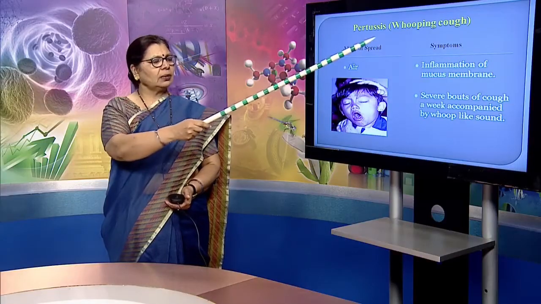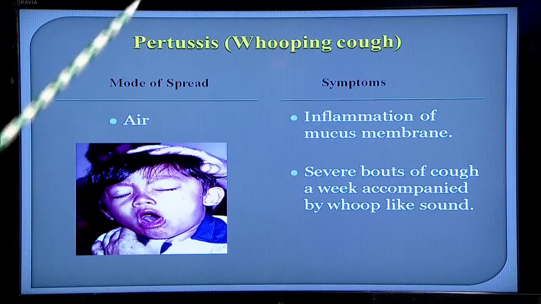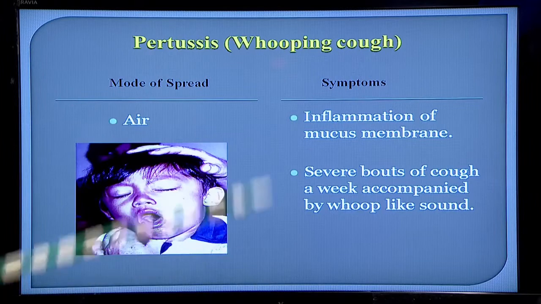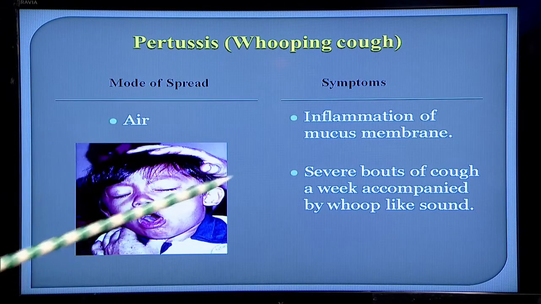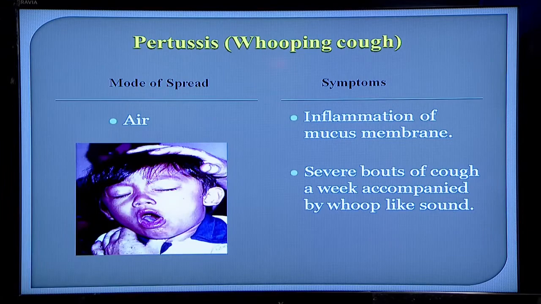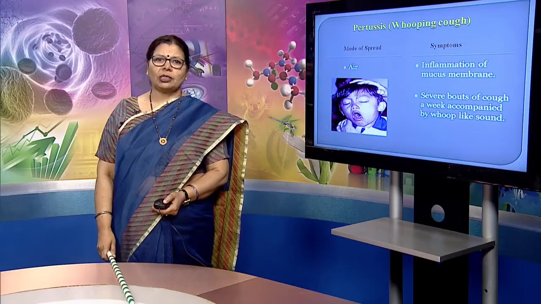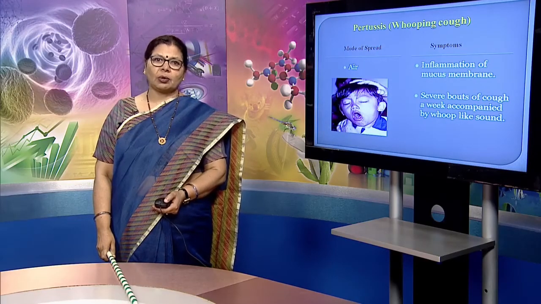Now, this is the mode of spread for pertussis. Again air. Symptoms are inflammation of the mucous membrane. We have the mucous membrane in the nose and in the throat, and that gets inflamed, and you have severe bouts of cough slowly and with a loud sound.